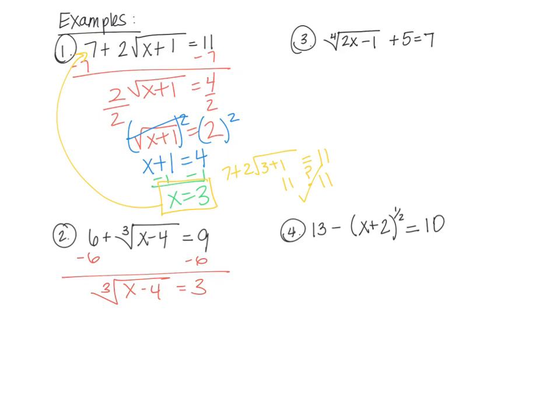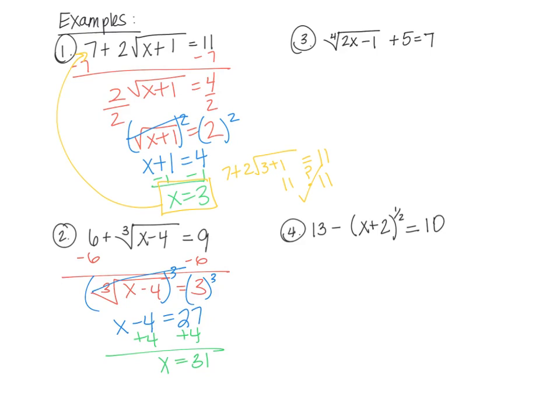So what I want to do now is get rid of a cube root by cubing it. So I've got x minus 4 equals 3 cubed. And remember, that's not 3 times 3. It's 3 cubed, so I get 27 here. Then I'm going to continue to solve. So I'm going to add that 4. So x is going to equal 31.